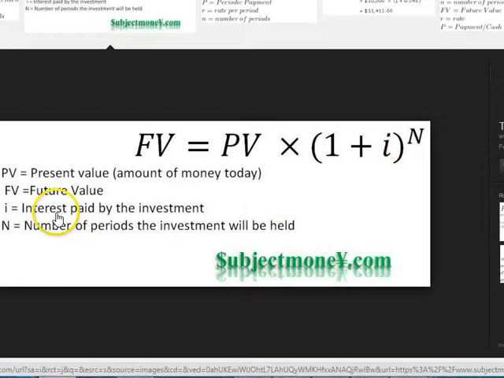I is going to be the interest paid. In this case, they have it here by investment, the interest paid for its period, where N is your number of periods for the whole time the investment will be held. And we will show that in an example. Again, FV, future value, equals PV, present value, the money that you start with, multiplied by this component right here. This component could also be called the compound interest component. And so let us explore this formula by going through a couple examples.